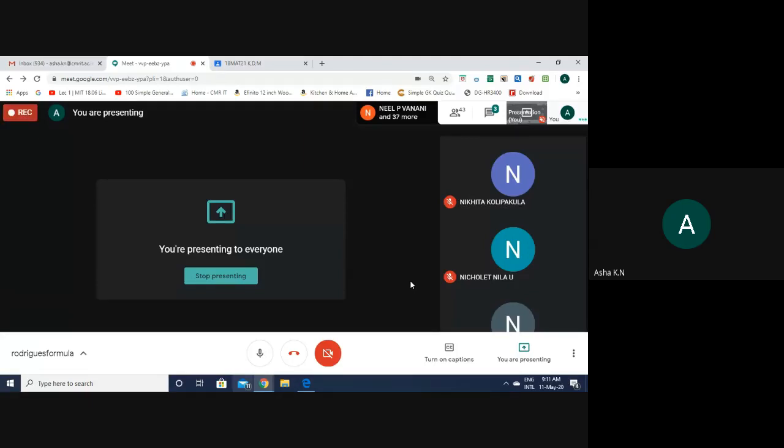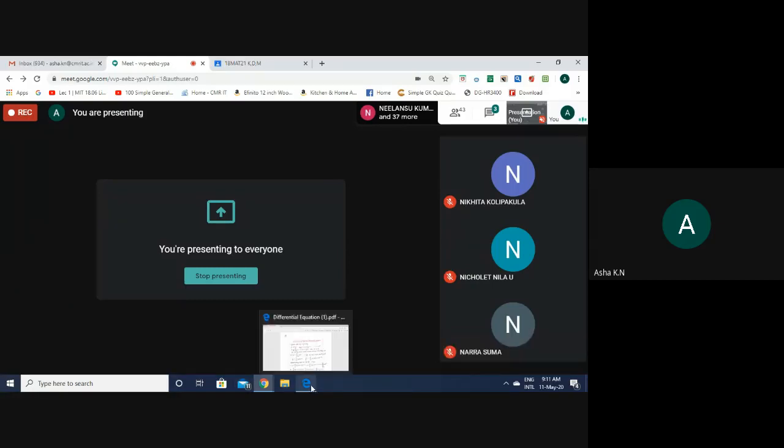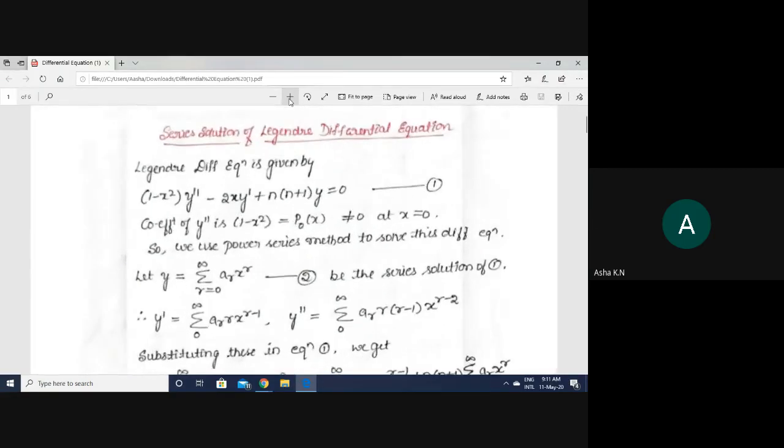Do you remember that we took one differential equation in this form? It is called a Legendre differential equation. And then we found the series solution of that using the power series method. Using that, we found the solution of Legendre's differential equation.